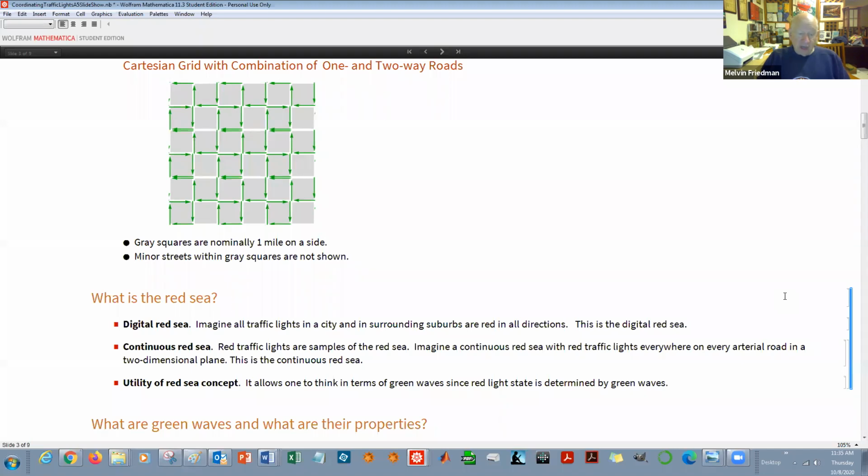The continuous red sea is a conceptual thing that helps you relate better to how the digital red sea works. You can imagine red lights are samples of the red sea. And in a continuous red sea, there would be traffic lights everywhere on the arterial roads. That's the continuous red sea. The utility of the red sea concept is that it allows one to think in terms of green waves, since the red light state is actually determined by the green waves.